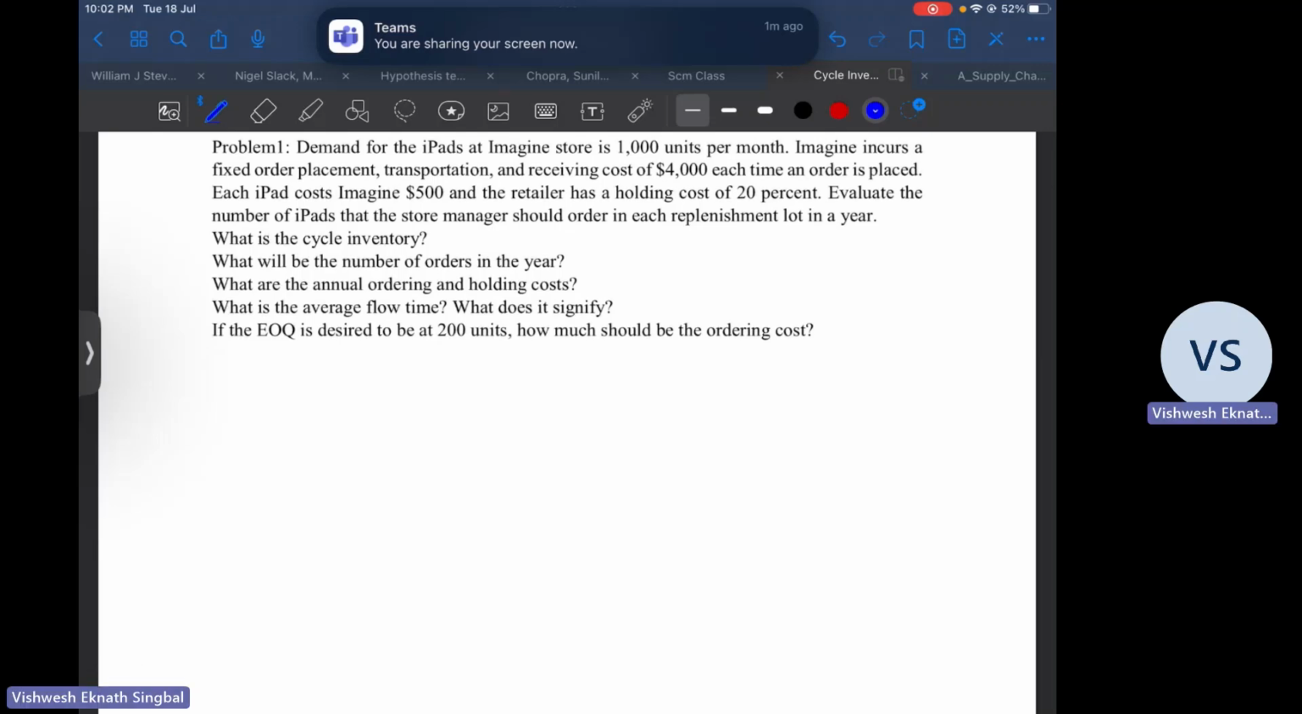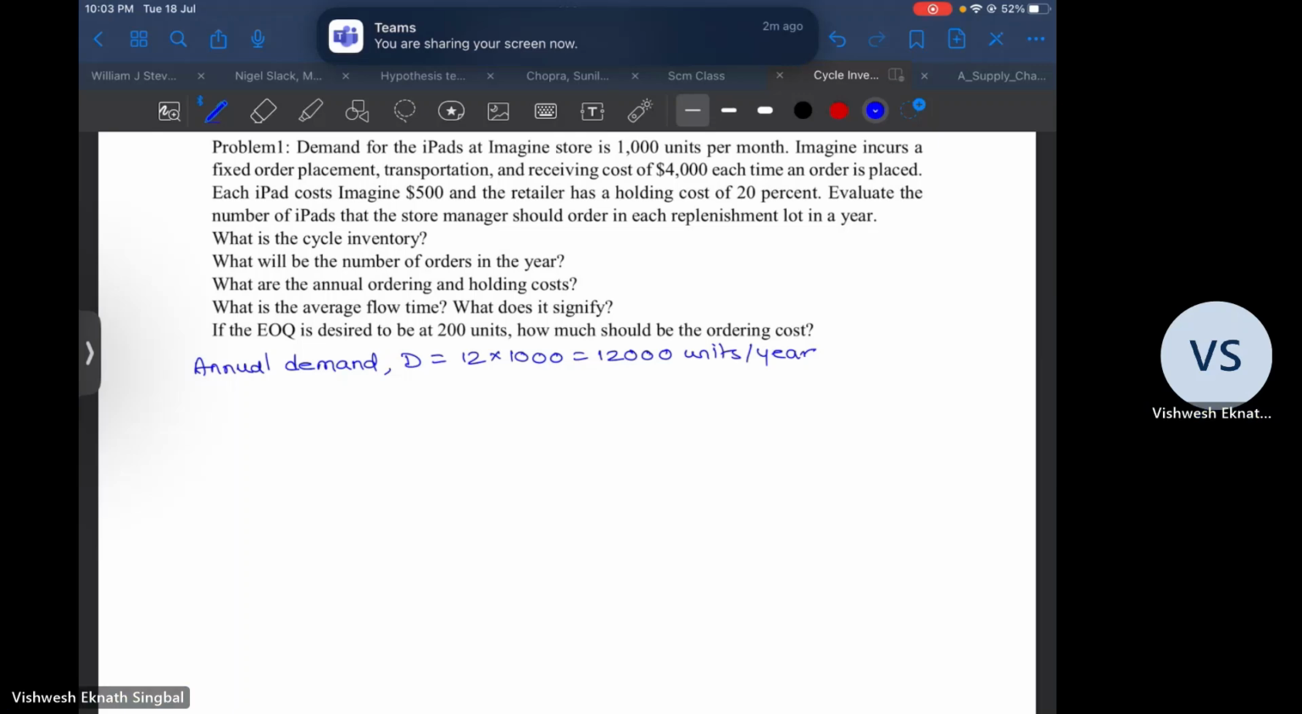Alright. So we start by first writing down whatever information is available with us. Now, please note that we have been asked to evaluate the number of iPads that the store manager should order in each replenishment lot in a year, right? That's why we have to consider the annual demand. So, annual demand, which is denoted by D, is given as 12 into monthly demand, that is 1,000. So, we have 12,000 units per year.